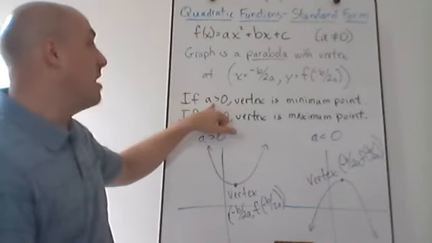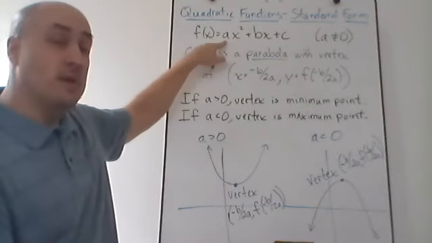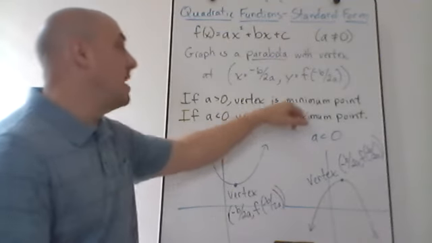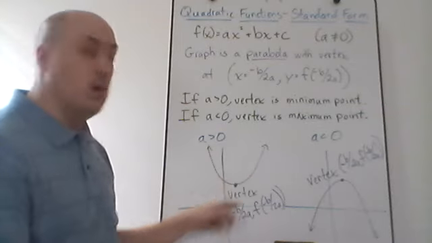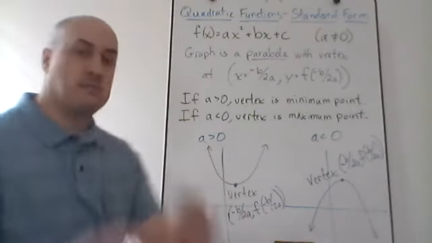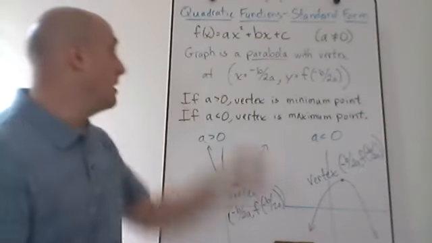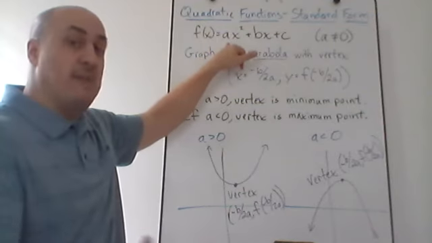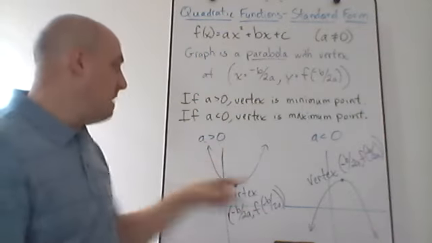If a is greater than 0, so if that's a positive number in front of x squared, then the vertex is going to be a minimum point and our parabola opens upward. So if a is greater than 0, if it's a positive x squared, like just 1x squared or 5x squared or 17x squared, the graph's going to look something like this.